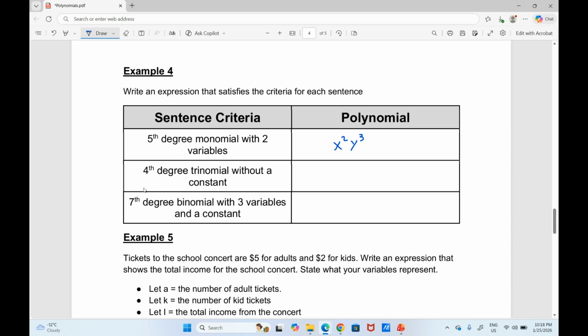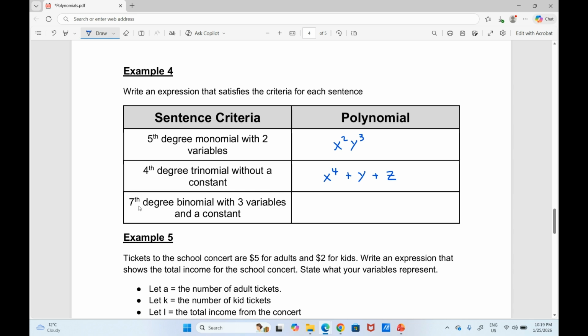Now looking at the second row, a fourth degree trinomial without a constant. So a constant is just an entity that we know, so it can be any number by itself separated by a plus or minus sign. So I should just have all variables in this case, and it's a fourth degree trinomial. So why don't I just go x to the power of 4 plus y plus z, right? x to the power of 4 plus y plus z. This is a trinomial because I have 3 terms. The highest degree is 4, and there aren't any constants, so that would work.